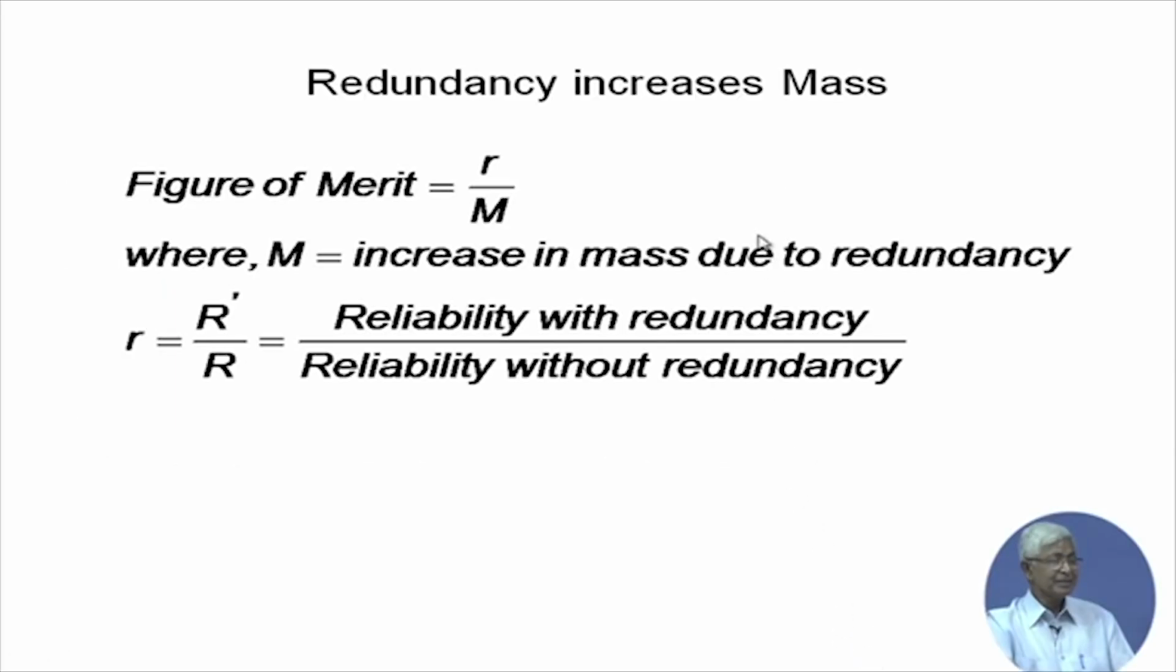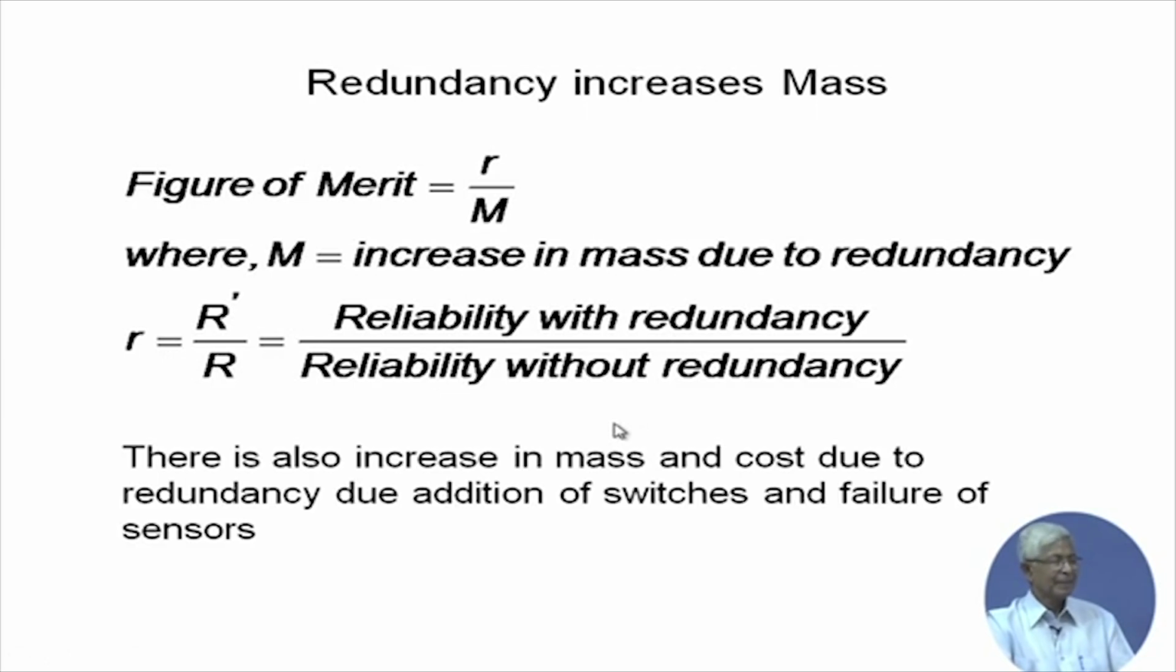This redundancy increases the mass. Therefore, the figure of merit is R by M, where M is the increase in mass due to redundancy, and R is the ratio of reliability with redundancy and without redundancy. There is also an increase in mass and cost due to redundancy, due to the addition of switches and the failure of sensors.